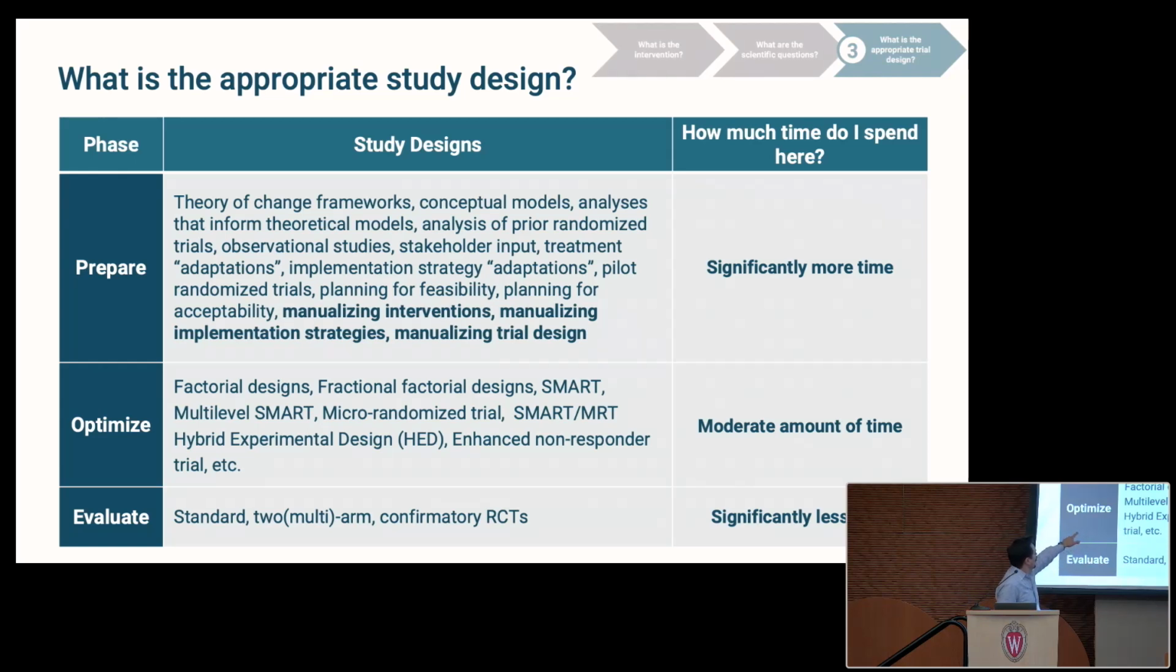Okay, so notice what I'm showing you here. You see what I put in bold? Manualizing. I can't tell you how many people are manualizing their interventions while the trial is happening. No, you just can't do that.